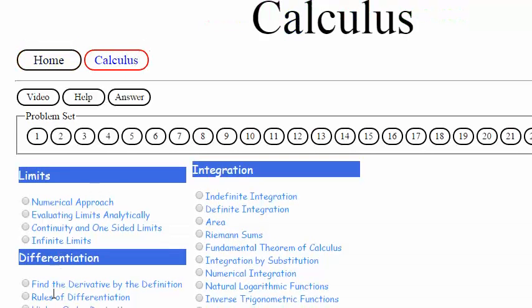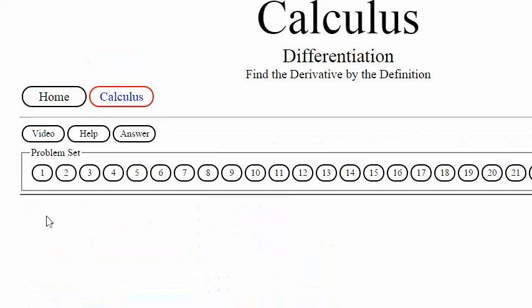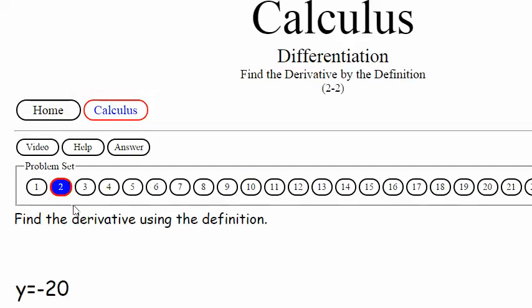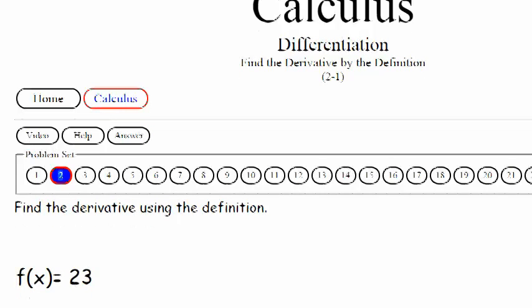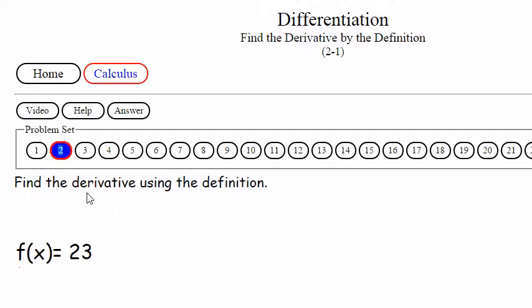Calculus, and we're going to go down here to find the derivative by the definition. Click on that, and let's click on number 2 here. That's what we want to find right there. So it says find the derivative using the definition, and here it is.